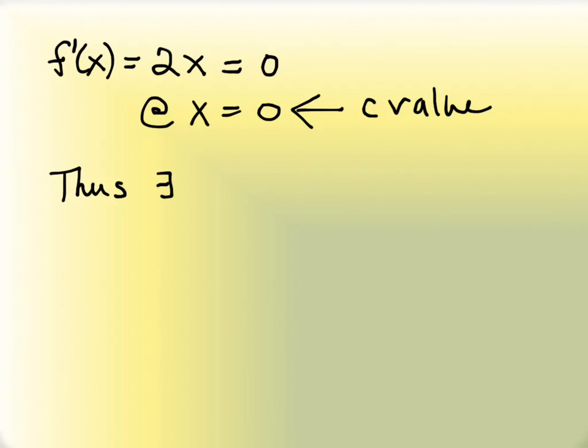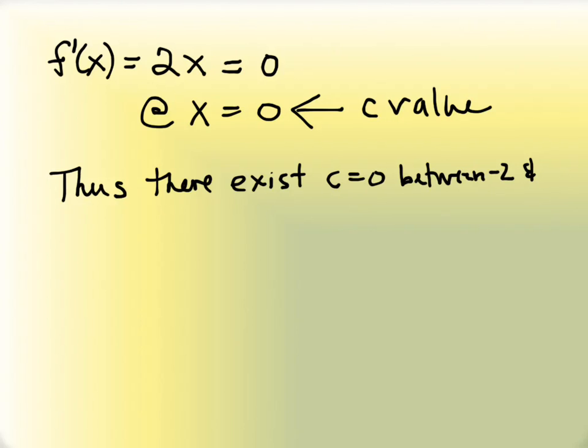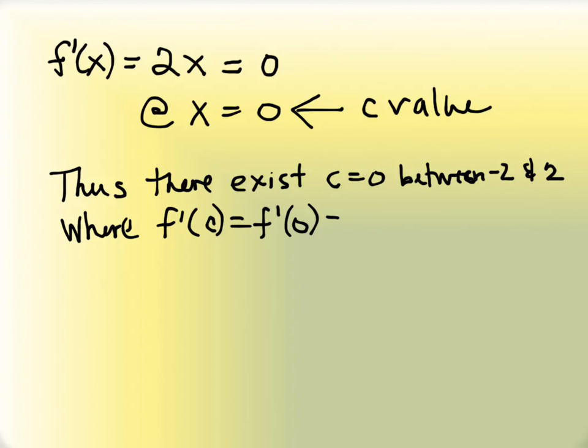Thus, let me write it differently. There exists C, which is 0, and it's between a and b, right? So between the negative 2 and positive 2, where f prime of C is the value, right? f prime of C, or f prime of 0 in our case, is actually equal to 0. That's what we found out, and we found the location. We found out that the C value that we're looking for in this particular example is the value 0.